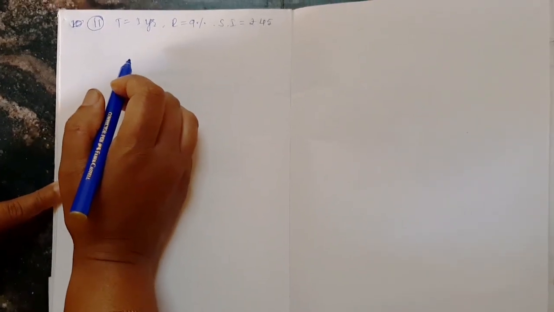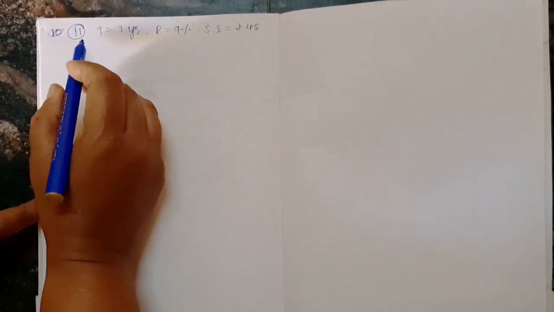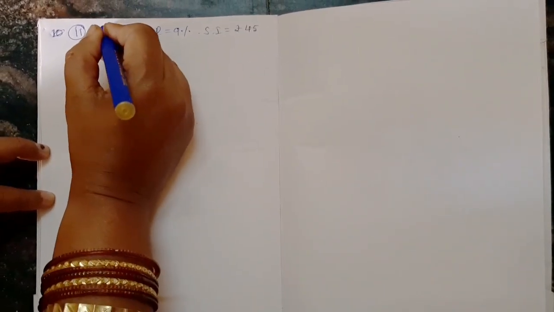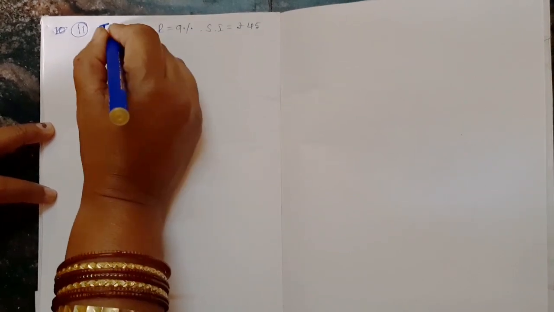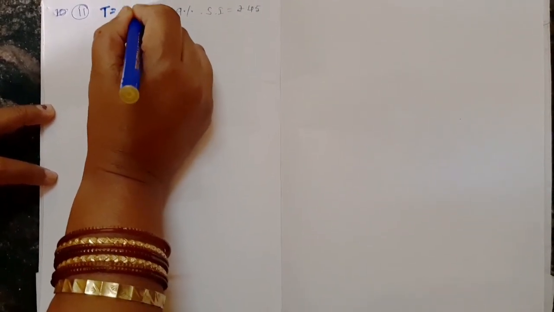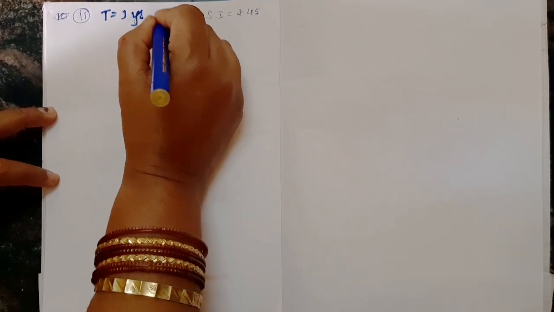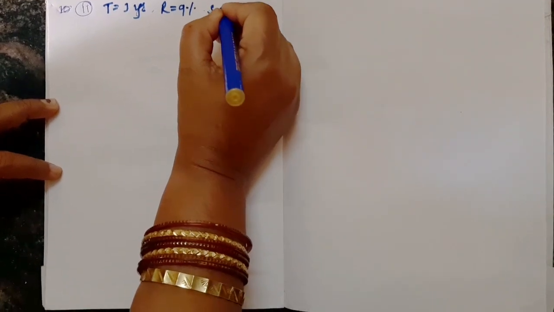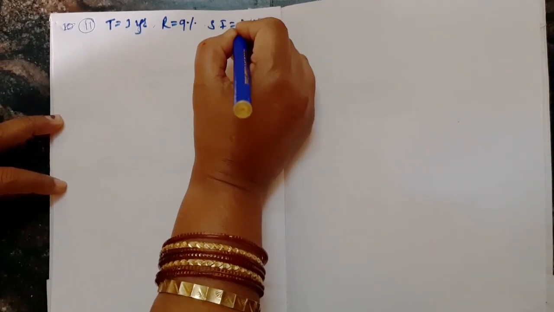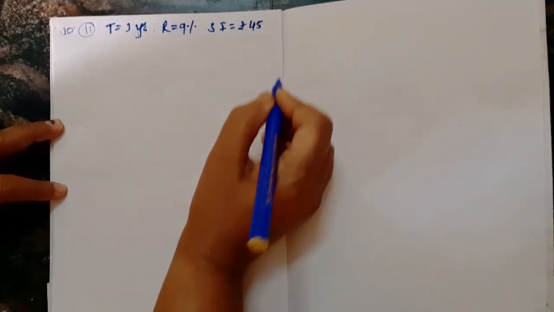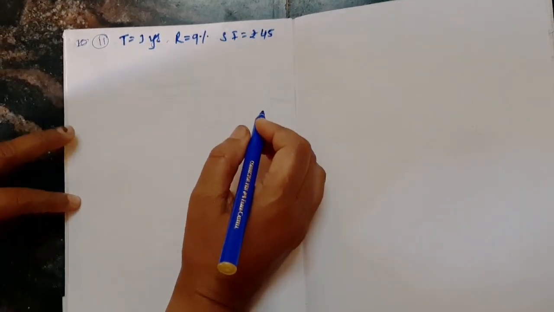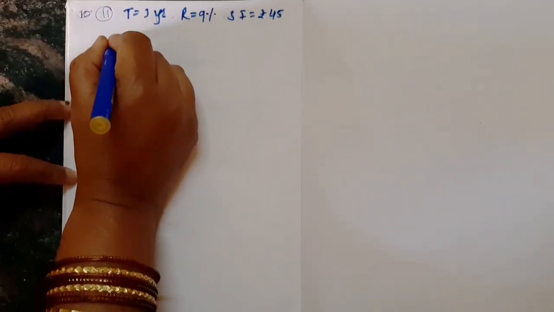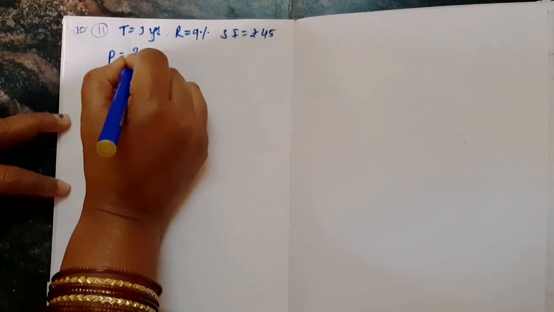See here children, due to some technical problems I couldn't do this 11th problem on the board. So I am explaining in this paper. Please follow it. In the 11th problem, time is given, that is T is equal to 1 year. Okay. Then R is equal to 9%. Okay. Then simple interest is given, that is rupees 45. Okay. Then what we have to find out? See here, T is given, R is given, simple interest is given. We have to find out the principal, that is P is equal to question mark.